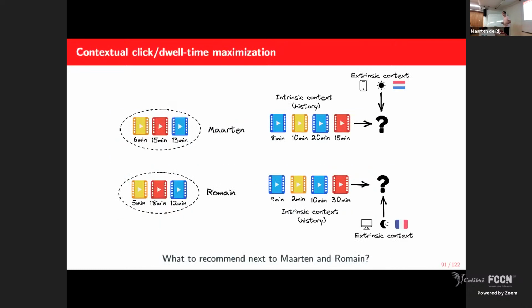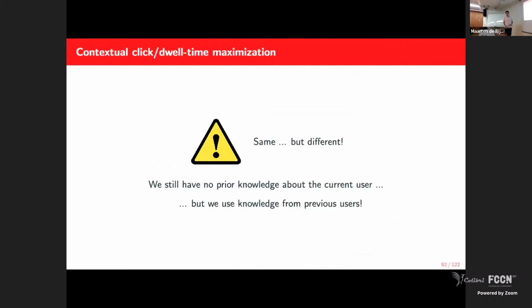Let's make the problem a little bit more complex. Now we will include some context. So context can be intrinsic, so that's your history on the platform, or it can be extrinsic. So for example, here Martin is consulting from his phone in the day in the Netherlands, and I'm doing it on my computer in the night in France. So we probably don't want to get the same recommendations. But otherwise, it looks pretty similar. But be careful, there is a huge difference, actually.